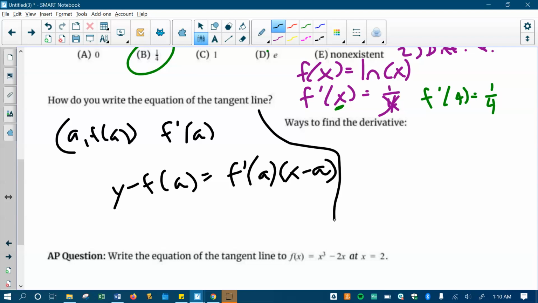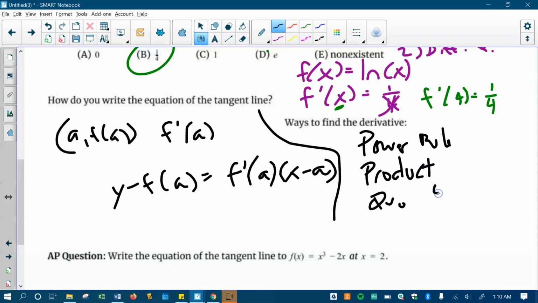One way to find the derivative could be a product rule, a power rule. That's the derivative. Well, I'll leave it at that. I think you know what the power rule is. We could also do the product rule. We could do the quotient rule, which is low d high, low d high minus high d low over low squared.